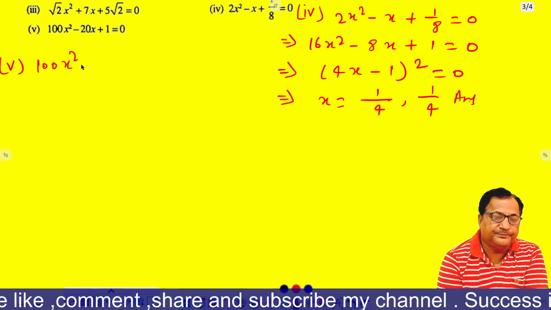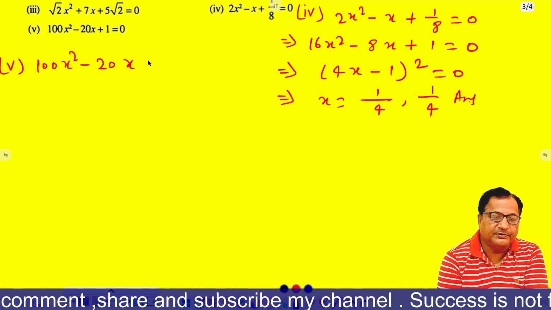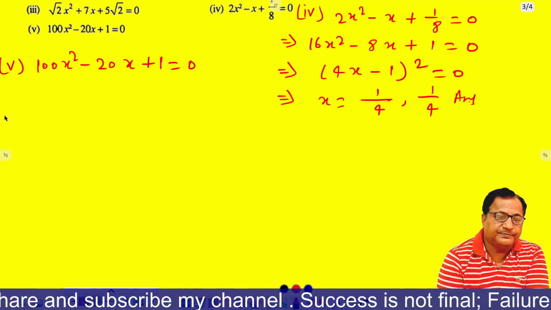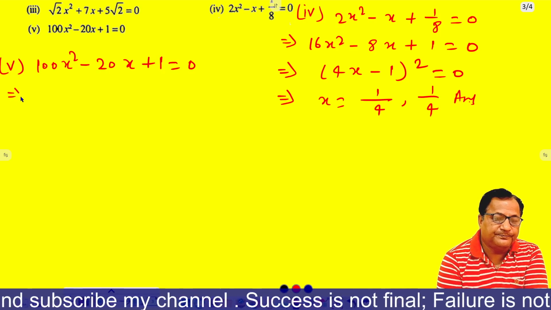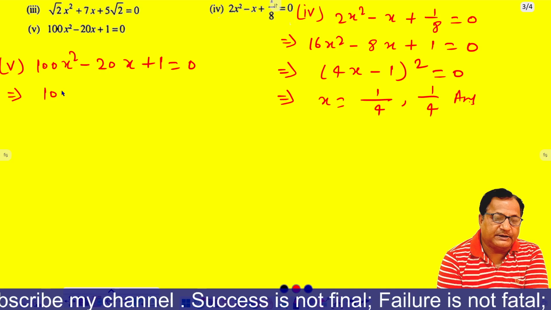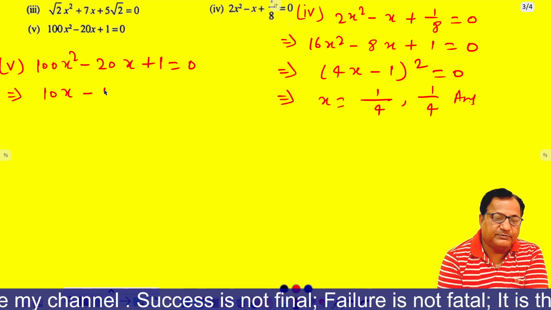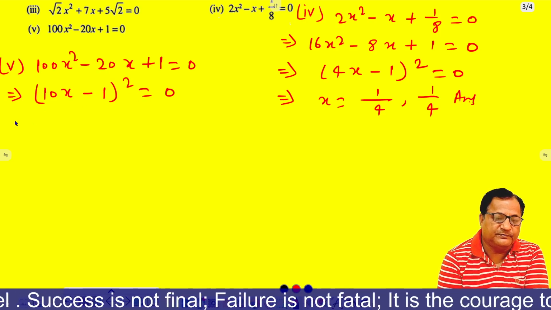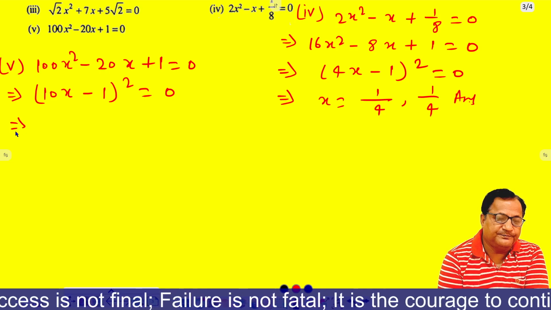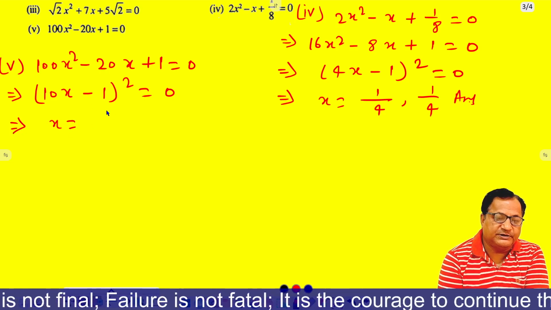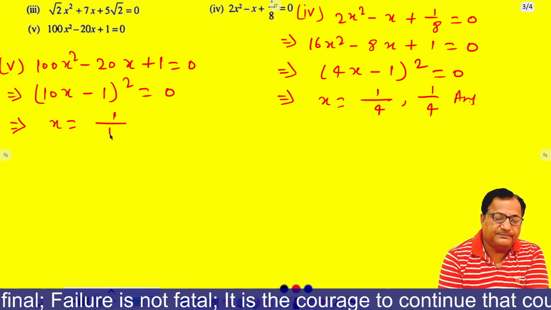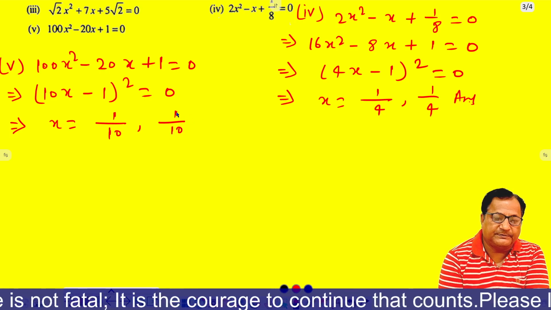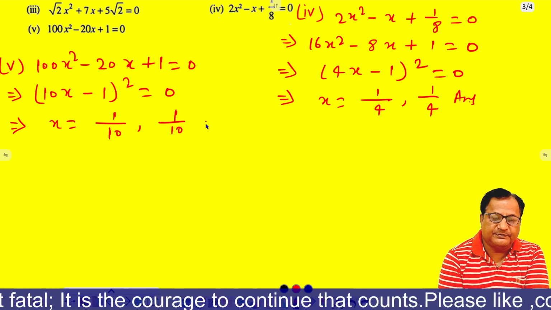100x square minus 20x plus 1 is equal to 0. This can be written as 10x minus 1 whole square is equal to 0. Therefore x is equal to 1 by 10, 1 by 10. This is the answer.